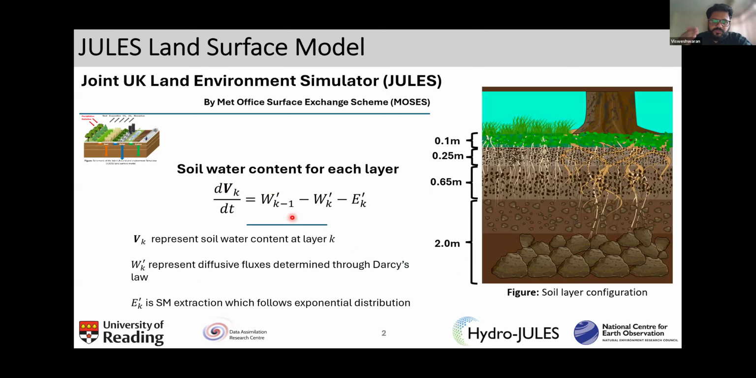JULES assumes four layers in its structure, with thin layers at the top and a very thick layer at the bottom. The soil moisture V at layer K is defined by the movement of the vertical fluxes from the layer above and below, given by W, and the root water uptake E.